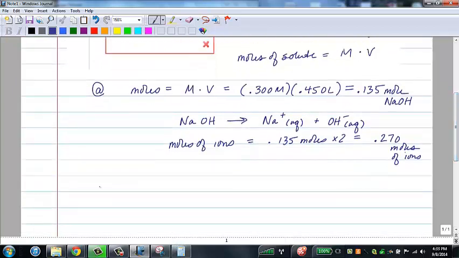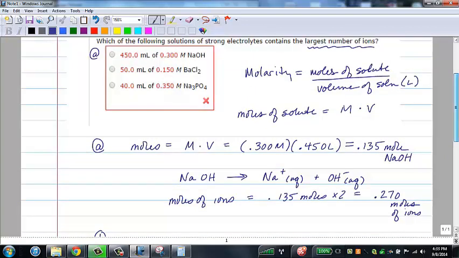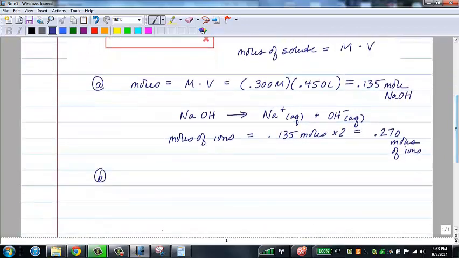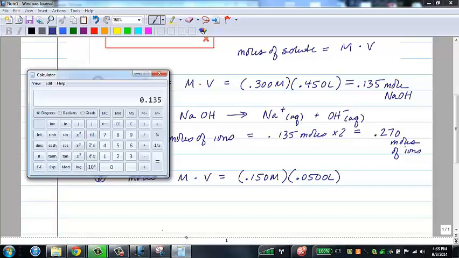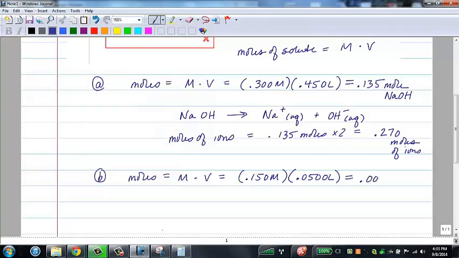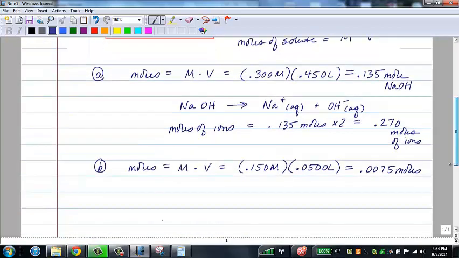For the second selection, the molarity is 0.150 and the volume is 50 milliliters. 50 milliliters is 0.05 liters. So 0.15 times 0.05 is 0.0075. That's the moles of solute, which is barium chloride.